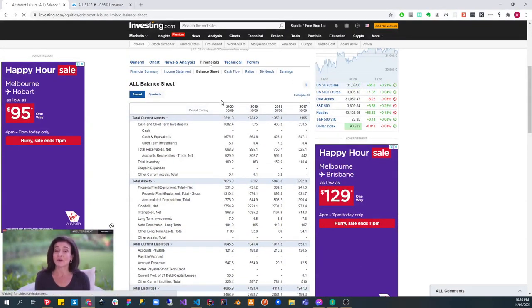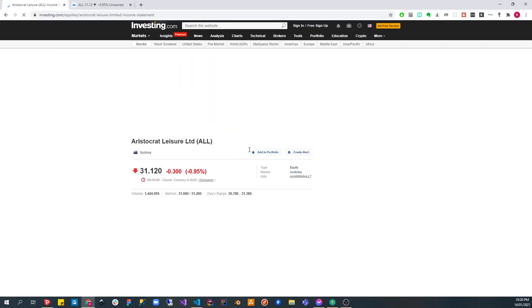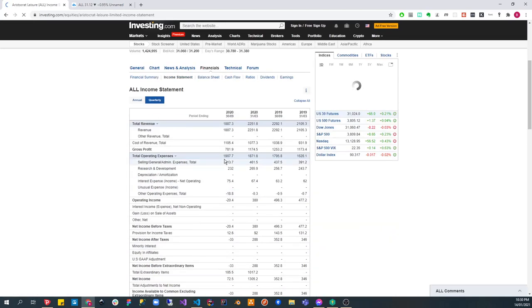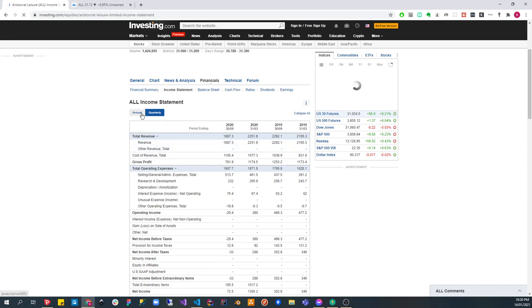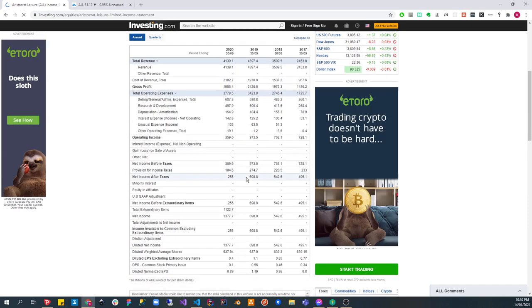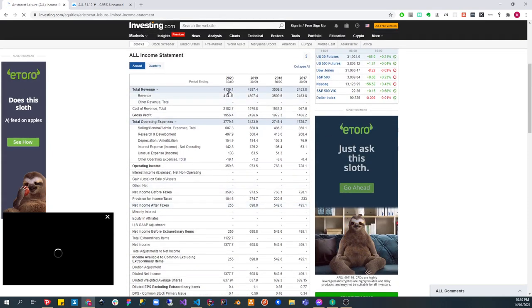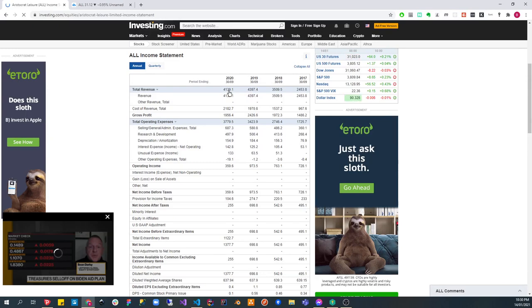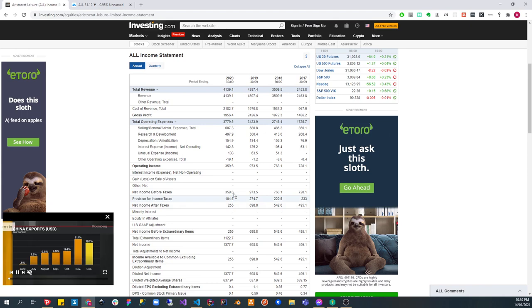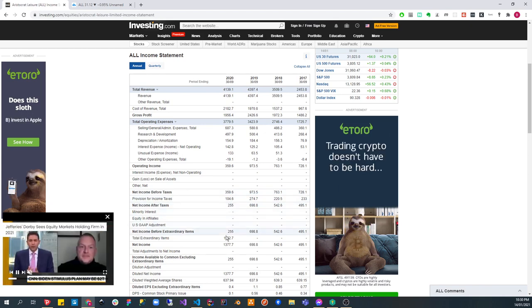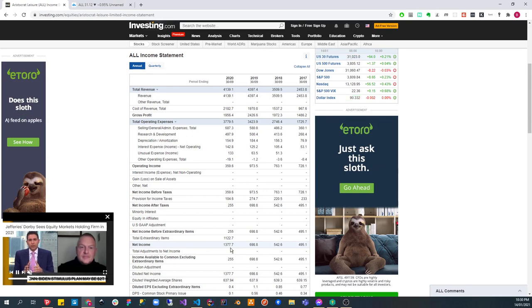Okay, again, moving right along, let's have a look at the income statement. Cool. Income statement. All right, so total revenue is $4 billion. And when we look at the net income, it's doubled. It's almost doubled. So that's why it kind of grabbed my attention so much.